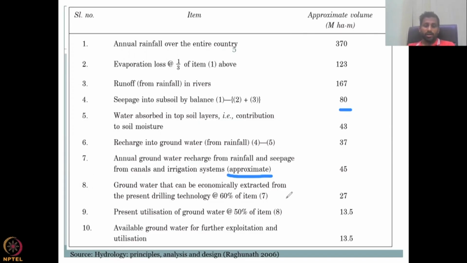Then groundwater that can be economically extracted with present drilling technology is at 60%. So 60% is again a number. They put that on 7 and then take 27. Present utilization of groundwater is at 50%. In the previous CGWB slide, it was saying 62%. Here they're using 50%. Maybe when they did the book in 2006, it was a CGWB estimate. Ours was 2010, so there is some difference in the percentage.